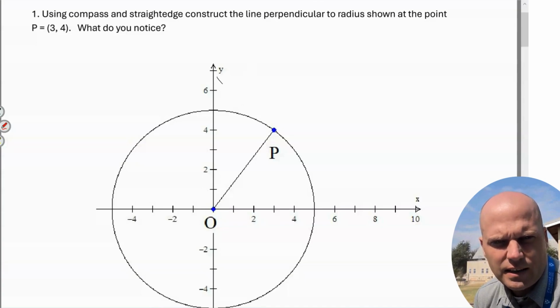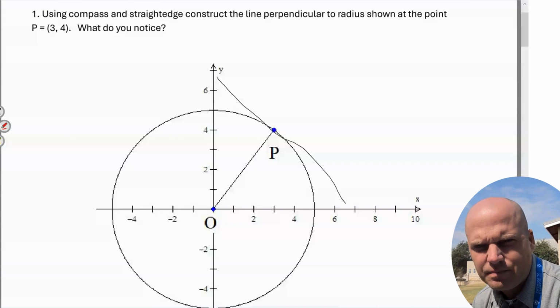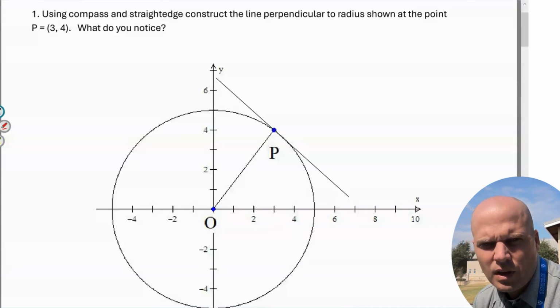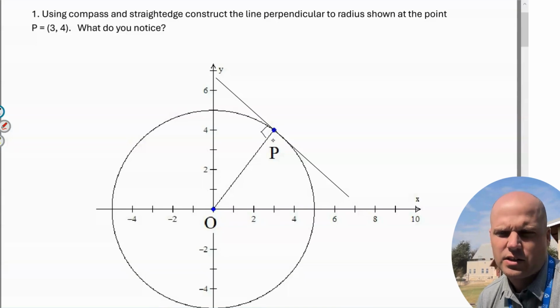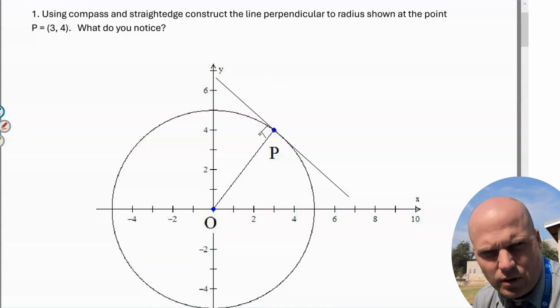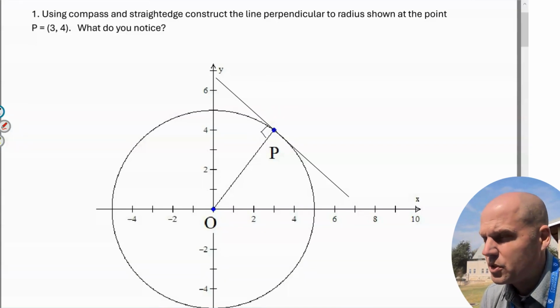It's a good lesson that kind of connects the beginning of this unit to the end of this unit. The key thing is that the tangent line just touches the circle at one point and is perpendicular to the radius. We know about perpendicular lines, they have opposite reciprocal slopes.